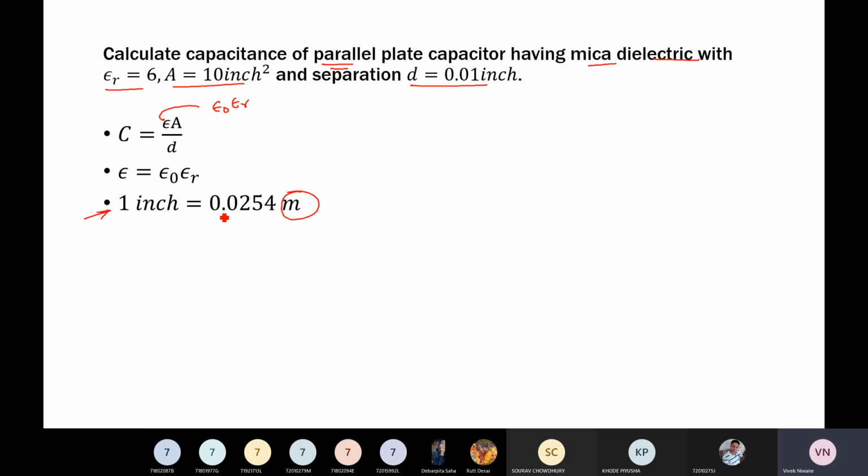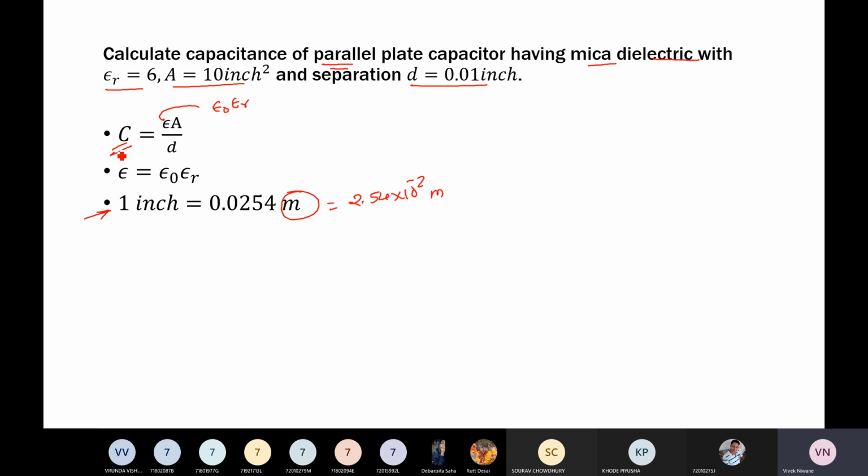So you write down 0.0254 meter, or you can write down 2.54 into 10 raised to minus 2. Choice is yours, and all the quantities are known. We need to calculate only C. So this is a kind of straightforward numerical. Only the change is that instead of giving the dimension in meters, we have the dimension in inches.